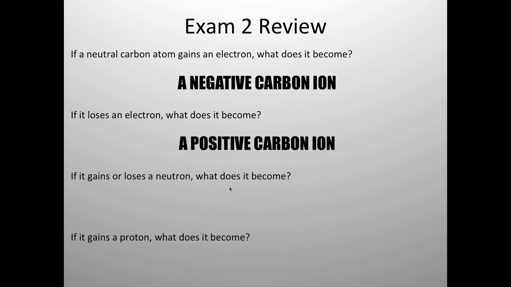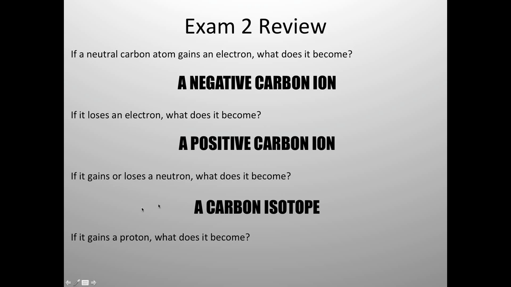All right, so the third example here, if it gains or loses a neutron, what does it become? Remember that neutrons have a neutral charge, so they don't contribute to the net charge of an atom. If you gain or lose a neutron, that doesn't affect the charge of the atom at all. The only thing that it does affect is the mass. And if you gain or lose a neutron, it changes the mass from what's listed on the periodic table, and it becomes an isotope of whatever atom it is.